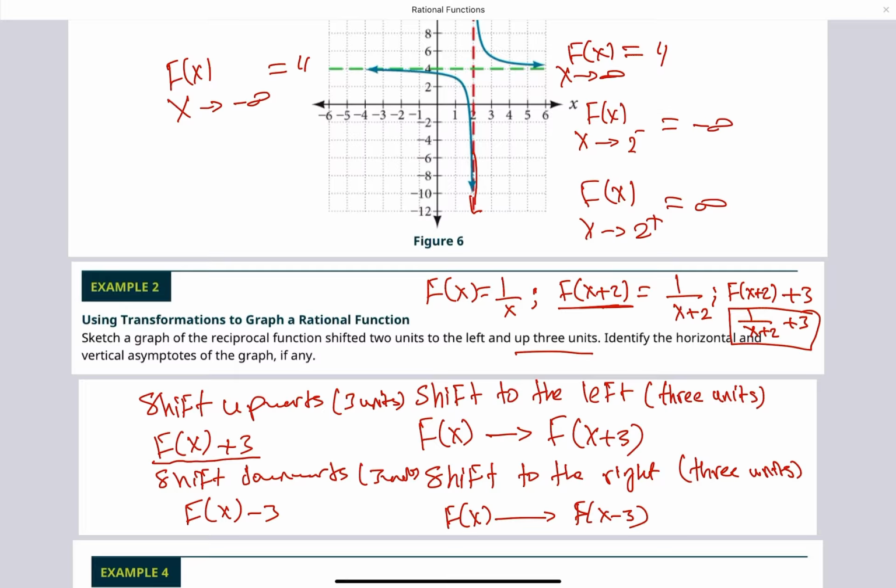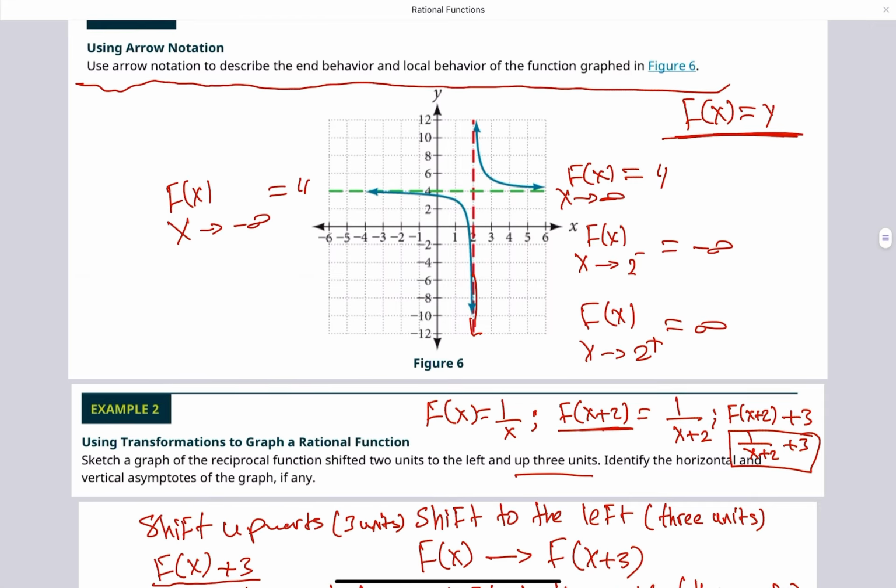You then do the math. You don't really need to do the math, actually. Let's write it down here: 1 divided by x plus 2, plus 3. What are the horizontal and vertical asymptotes?